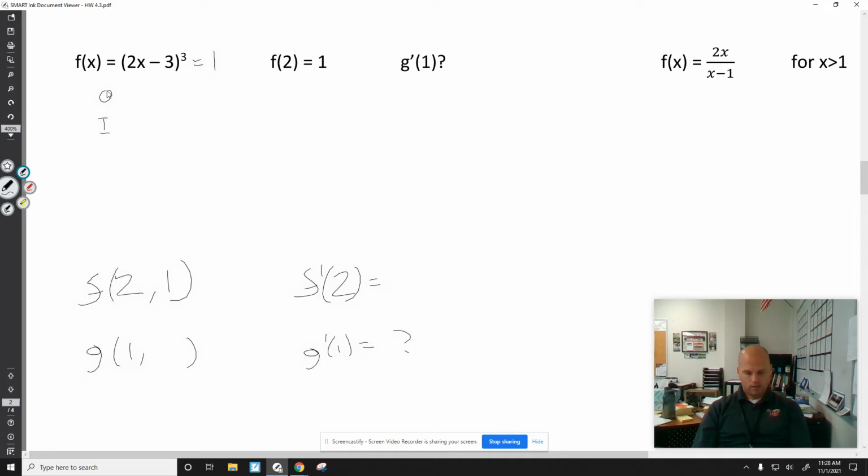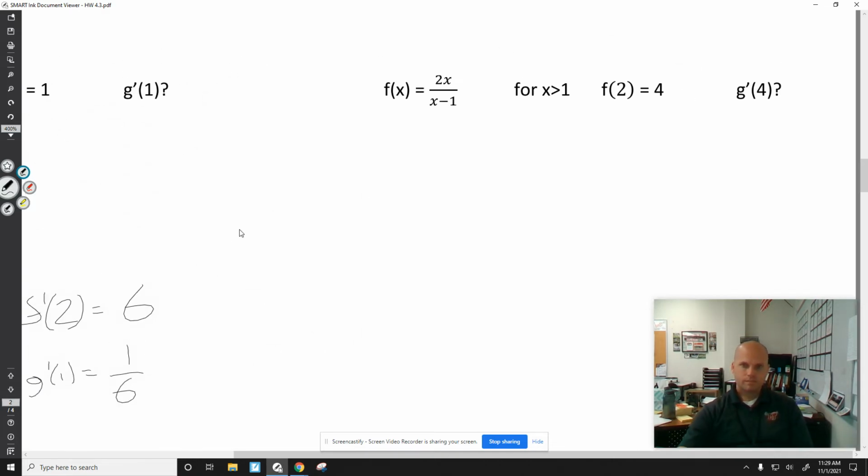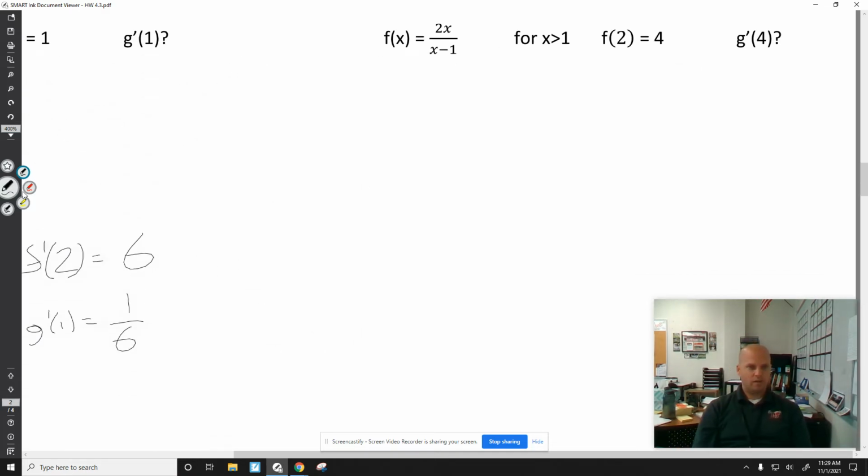That means if I find f prime of 2, flip it, I get g prime of 1. This is an O and an I. Good little practice for our derivatives. Can multiply things together to get 6. What starts in the parentheses stays in the parentheses. Plugging in 1. 6 times 2 minus 3 squared. That's 6. So that's negative. Not negative. That's 1/6. Fun. Good derivative rules practice with these.